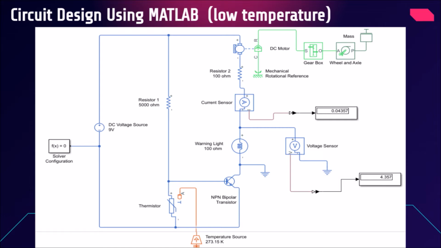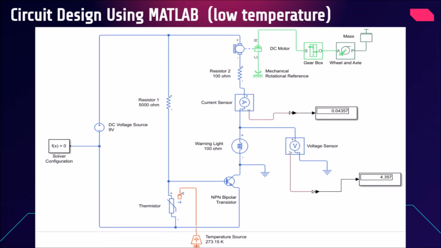This is the design circuit from our group. The main purpose is that the bulb and motor will automatically switch on at low temperature and switch off at high temperature. This circuit consists of a 9-volt voltage source to supply voltage, two resistors with 5000 ohm and 100 ohm respectively, which act as voltage divider.